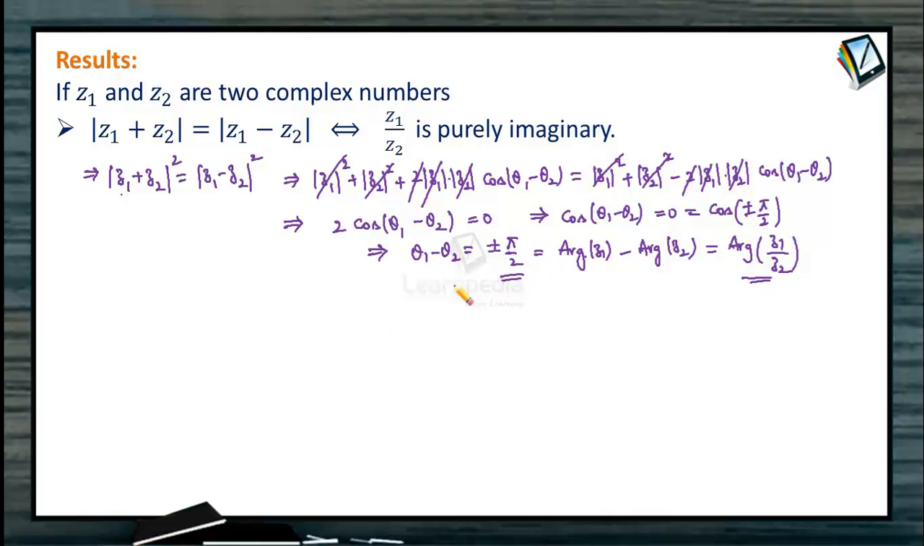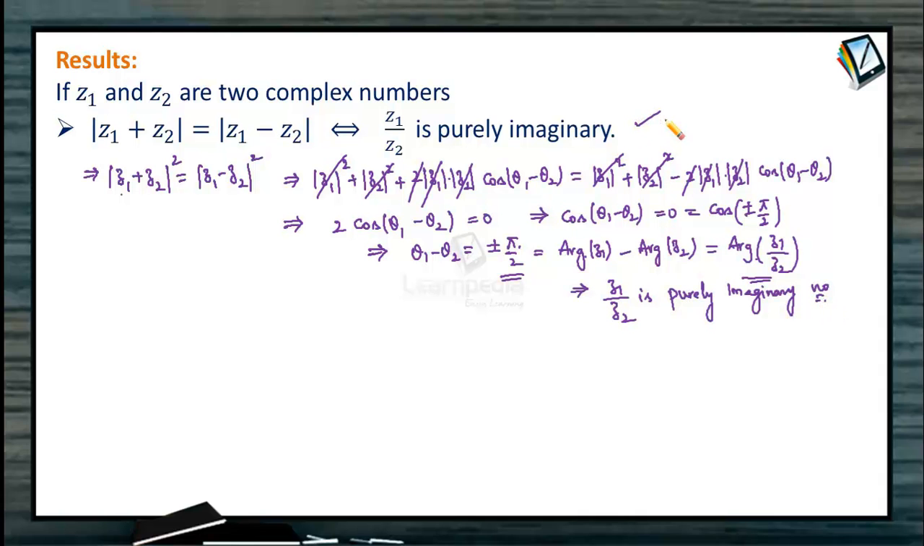What do we mean by that? Z1 by Z2 is a complex number which is having an argument equal to 90. Then the complex number Z1 by Z2 should be along the imaginary axis in the Gaussian plane, right? When a complex number is in the imaginary axis of a Gaussian plane, then shall we say Z1 by Z2 is a purely imaginary number, right? That's what this result says.